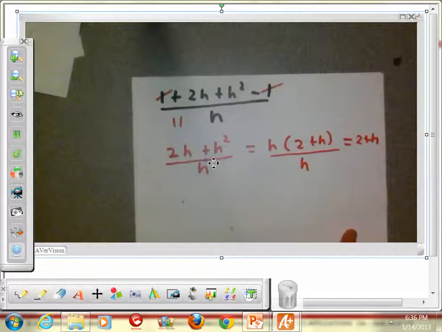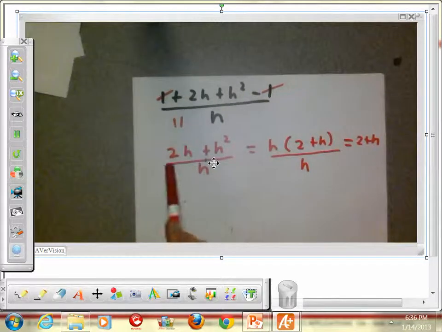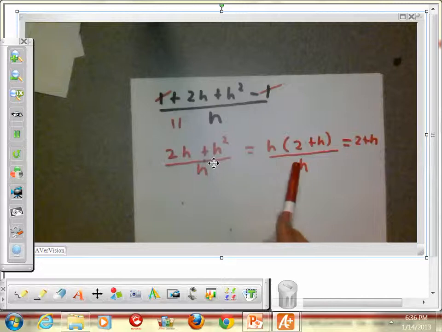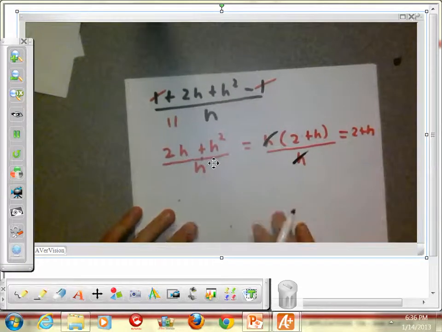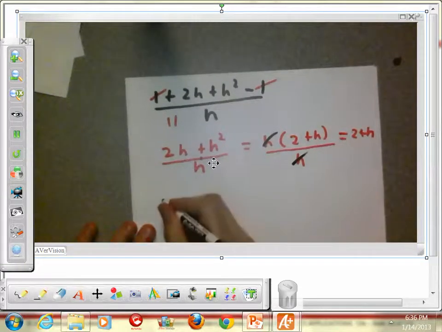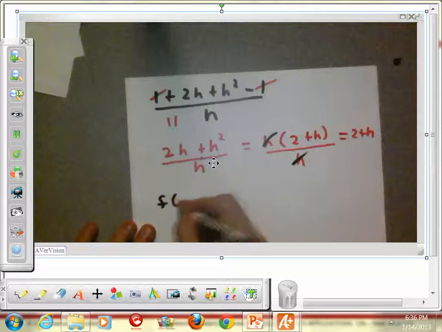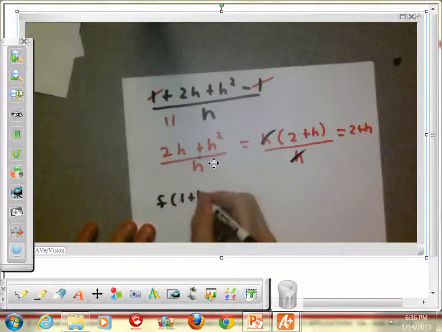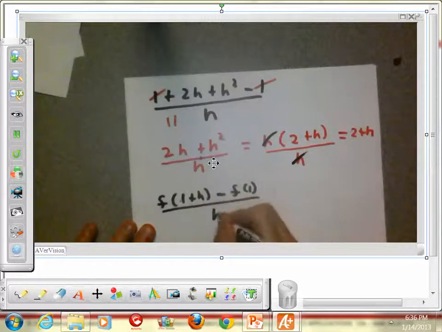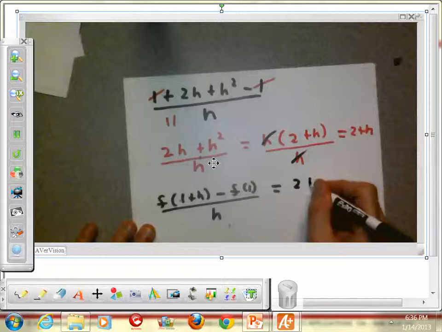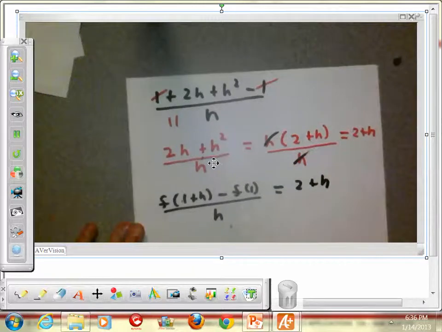And we cancel the 1's, and when we cancel the 1's, we wind up with 2h plus h squared over h. We can factor out an h using the distributive property, and we cancel the h's to get 2 plus h, because h divided by h is just 1. So we wind up with f of 1 plus h minus f of 1 divided by h is equal to 2 plus h. So that's step 2.